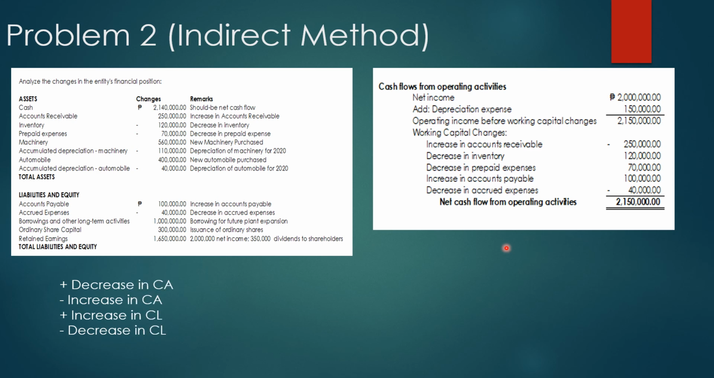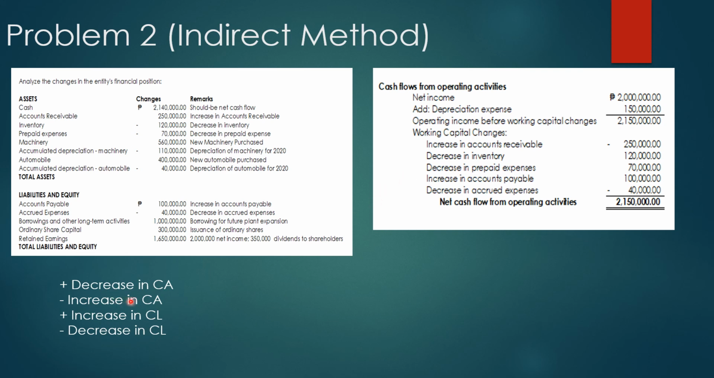So, ayan. Kapag daw decrease in current asset, add mo. Increase in current asset, minus mo. Increase in current liability, add mo. Decrease in current liability, minus mo. So, increase in AR. AR is a current asset, so minus. Decrease in inventory. Inventory is current asset, tas decrease daw.